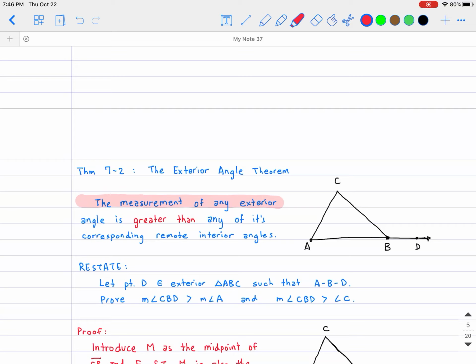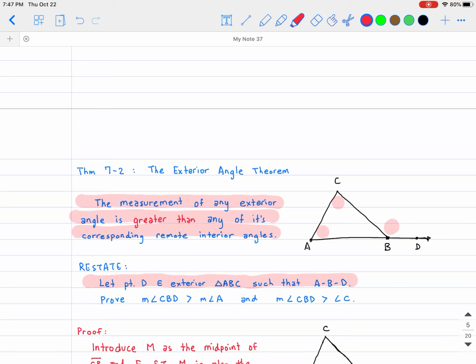So here we go. Let me scroll down to show you what I'm talking about. Theorem 7.2, the exterior angle theorem. Let's read together. The measurement of any exterior angle, CBD in this case, is going to be greater than any of its corresponding remote interior angles. So that means that CBD right here is supposed to be greater than angle C, and it's also greater than angle A. That's the exterior angle theorem.